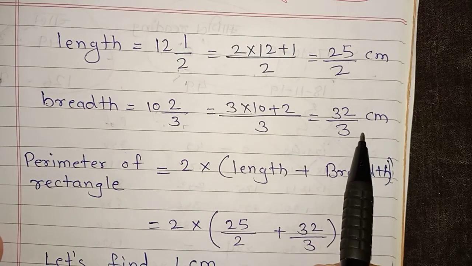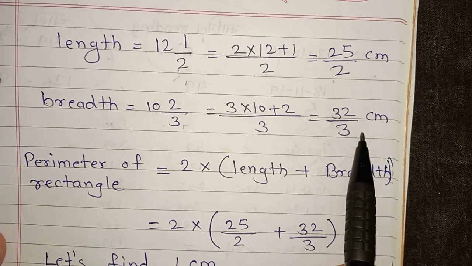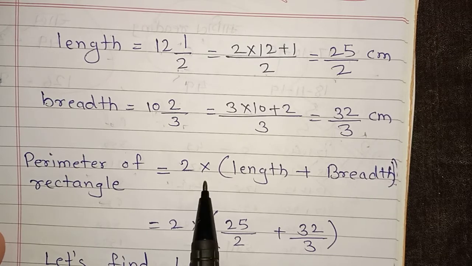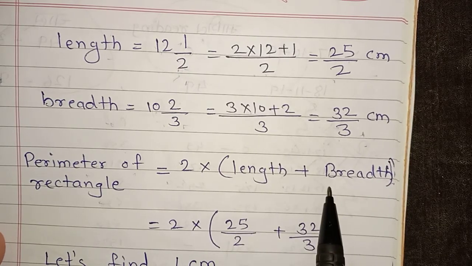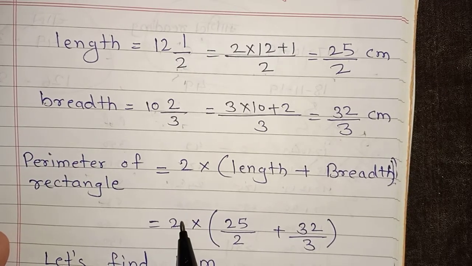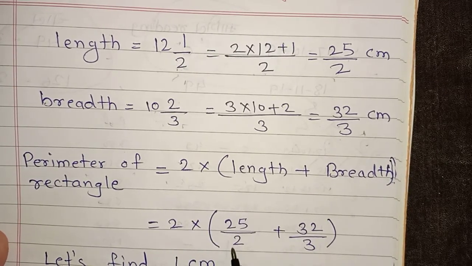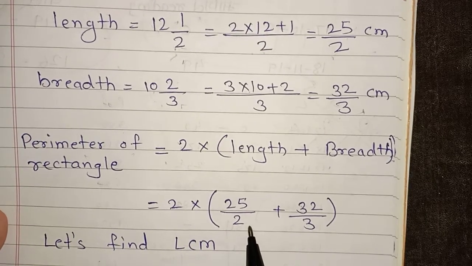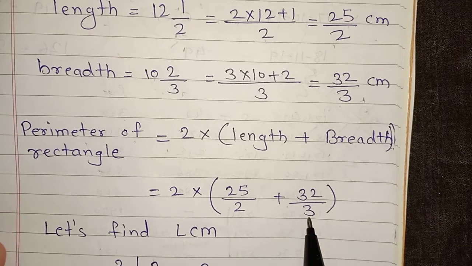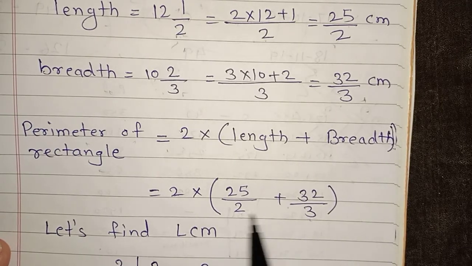Now let's write down the formula of finding out the perimeter of rectangle. So perimeter of rectangle is equal to 2 into length plus breadth. Now write down the values below the formula. Now 2 will remain as it is. Length is 25 by 2 and breadth is plus 32 by 3. Now see, we have to solve the bracket first, but the denominator is not same.